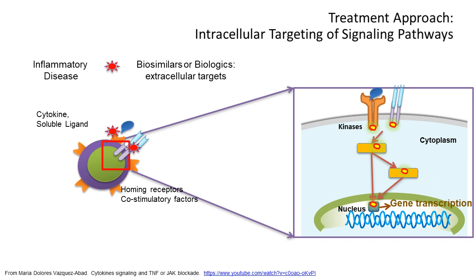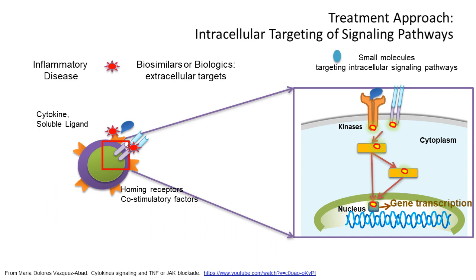Now, looking back at how this system works, remember that extracellularly is basically an engagement of the receptor, and that's what we can block. But it has to be specific to the receptor and the ligand. Intracellularly, we have a mechanism that's actually the one that translates that signal into a gene transcription. So an alternative to the biologics and biosimilars, we have small molecules that can target intracellular pathways.